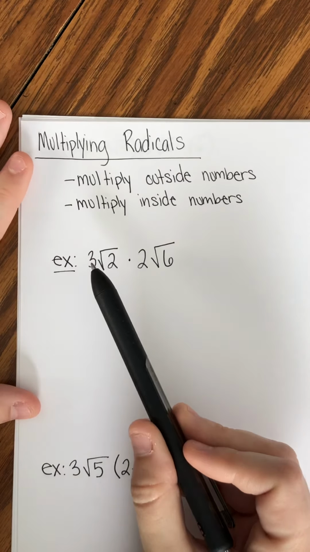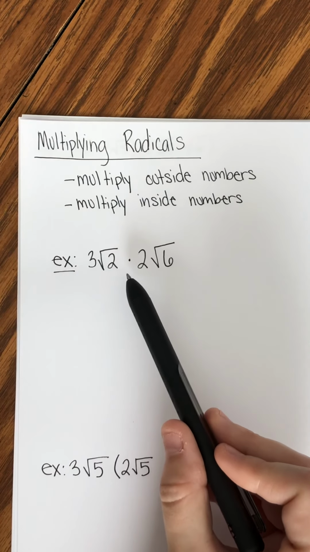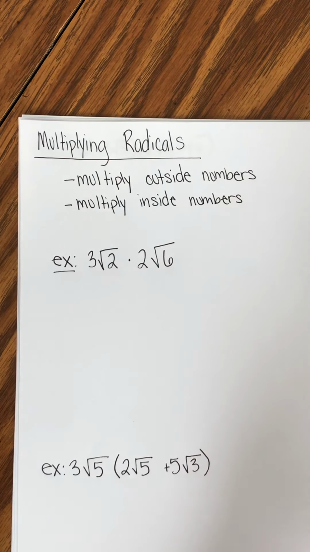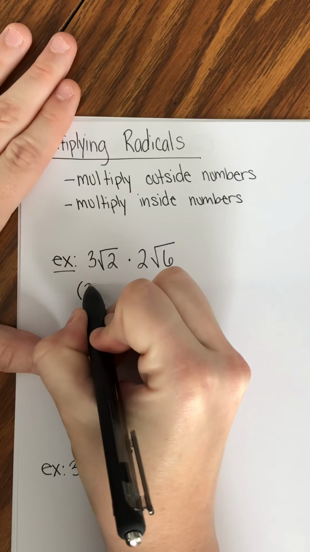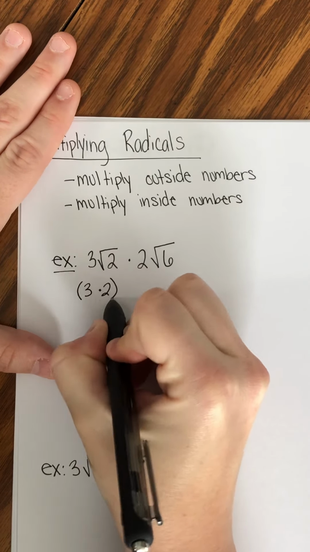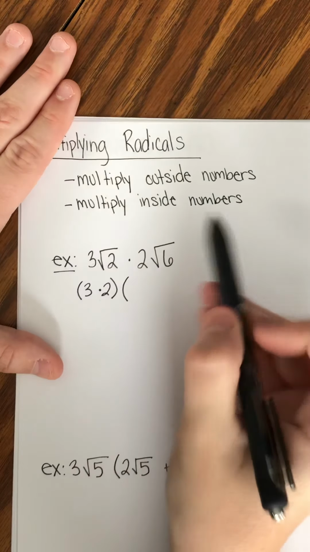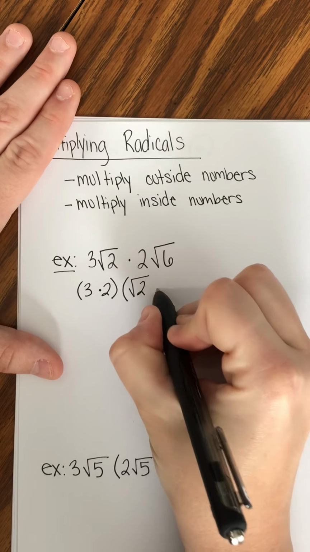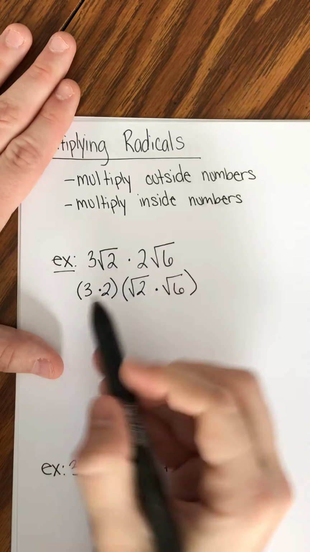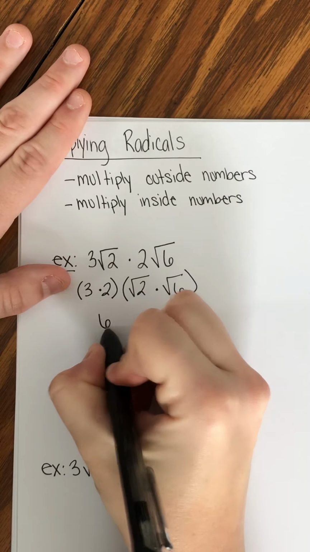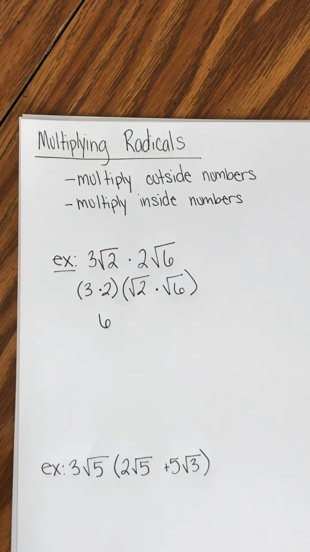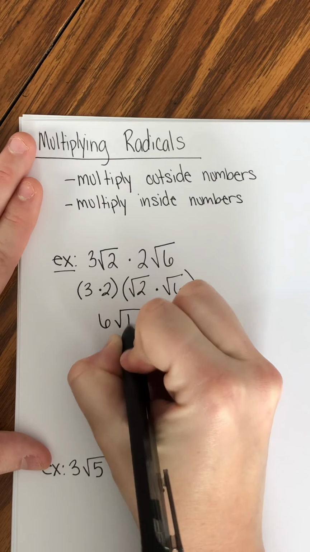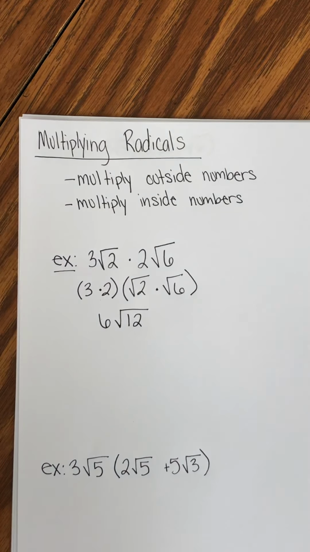Very, very simple. So if you look at my example, I've got 3 square root of 2 times 2 square root of 6. So what I'm going to do is take my outside numbers, my 3 and my 2, and multiply those together. So 3 times 2. And then I'm going to take my inside numbers, so the square root of 2 times the square root of 6. 3 times 2 is 6. For the square root of 2 times the square root of 6, you can just multiply the numbers and leave it in the radical. So 2 times 6 is 12, and we're going to leave it in the radical. So 6 square root of 12.